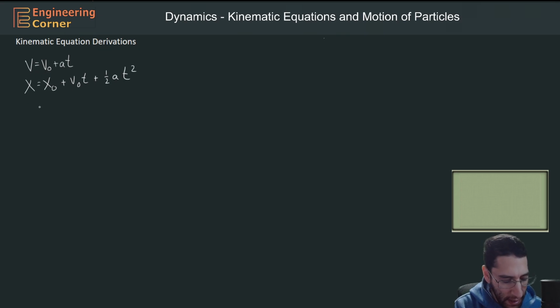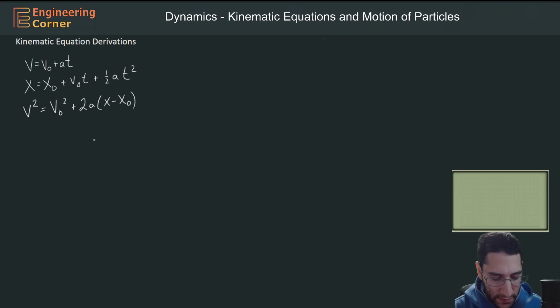time squared. And we have a third one, which is my velocity squared is equal to my initial velocity squared plus 2 times my acceleration times x, which is my position, minus an initial position.